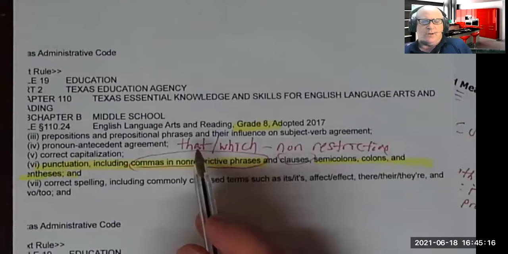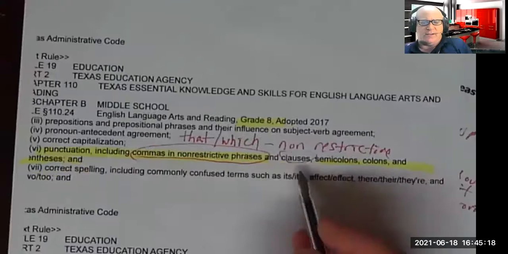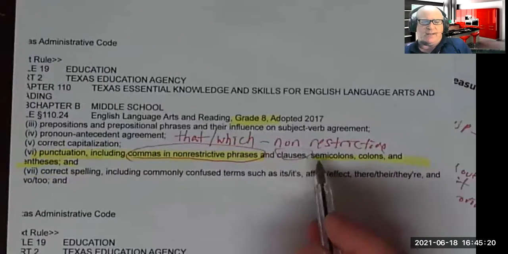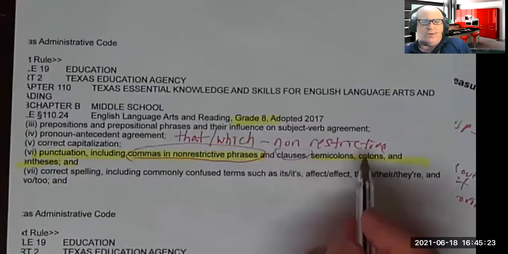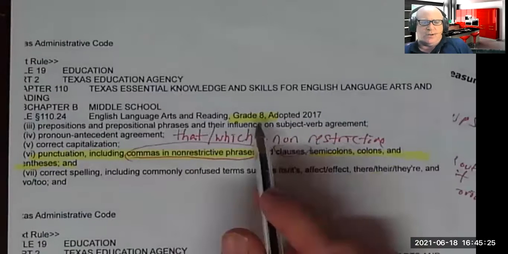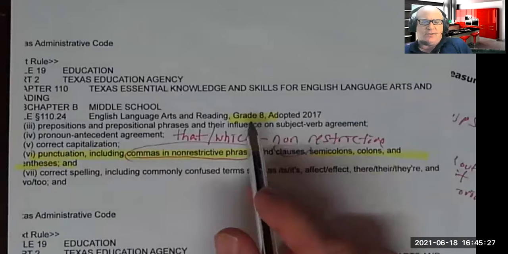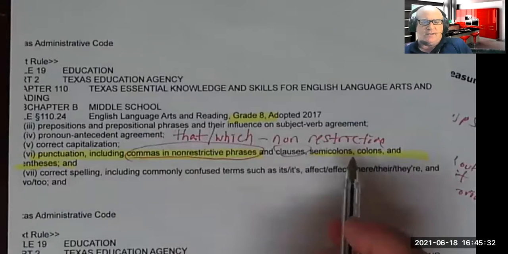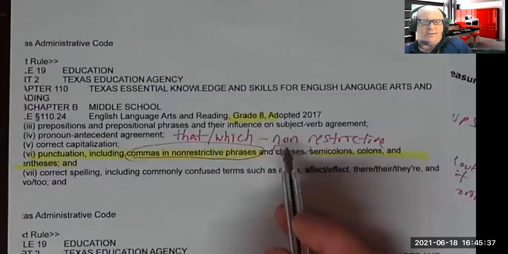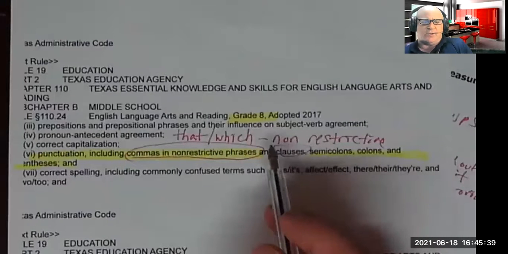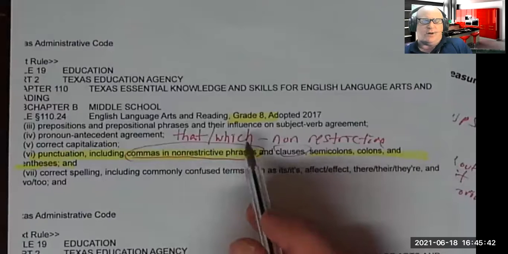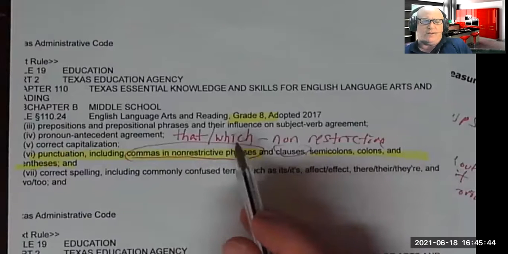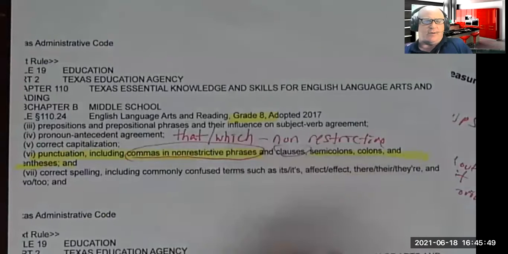But as you can see here, your kids have to know semicolons and colons once they get to 8th grade. And so many of you who are reading teachers need to be aware that your students can and most likely will be tested on colons, semicolons, and non-restrictive commas, which are sort of all-inclusive in terms of what they're talking about. And like I said, I'll get into more of that later.